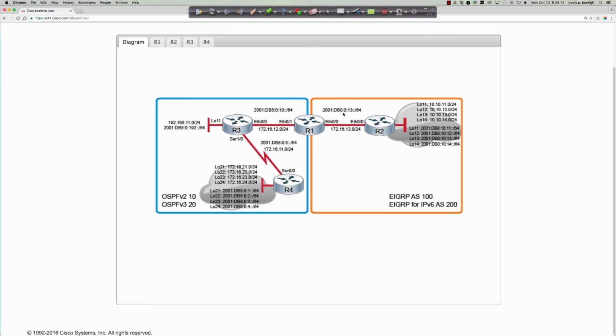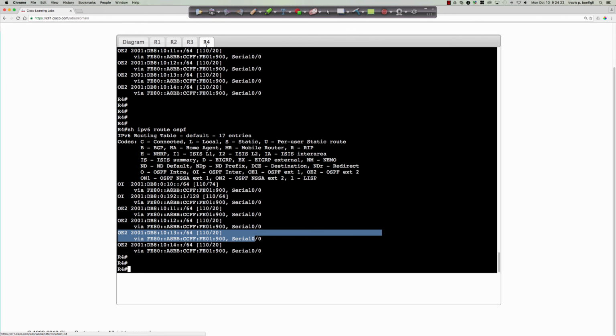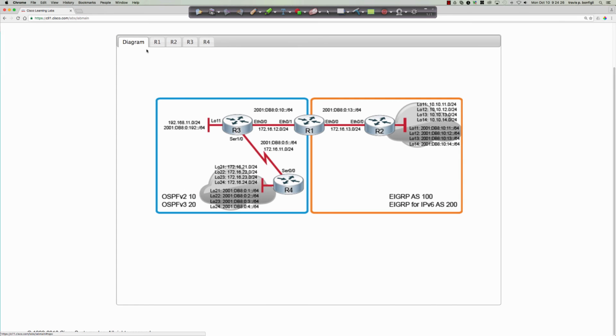2001:DB8:0:13::/64. Do we see that network? 2001:DB8, oh, 10. I'm sorry. That is not the same network. Aha. Okay, so they've got a 10 and 13. I saw the 13 and triggered thinking, why are we seeing that?